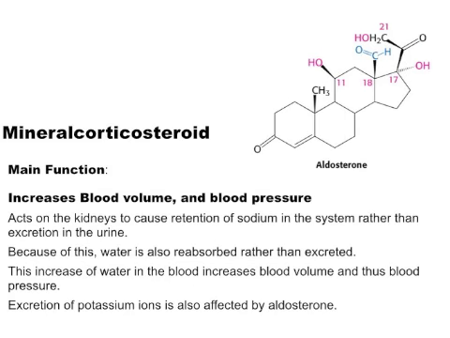In this diagram, we see the mineral corticosteroid aldosterone. Its main function is to increase blood volume and increase blood pressure. This mineral corticosteroid acts on the kidneys to cause retention of sodium in the system rather than its excretion in the urine. And because of this, water follows the sodium because of osmotic pressure, and water is also reabsorbed rather than excreted. Now, this increase of water in the blood will increase blood volume and thus increase blood pressure. The excretion of potassium ions is also affected by aldosterone.